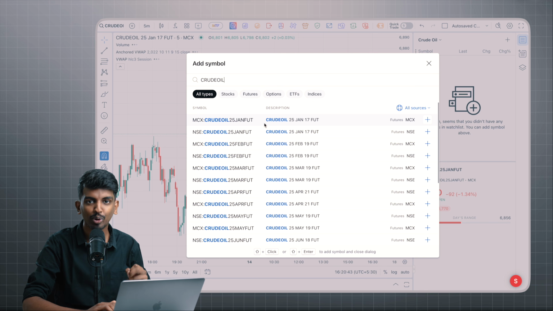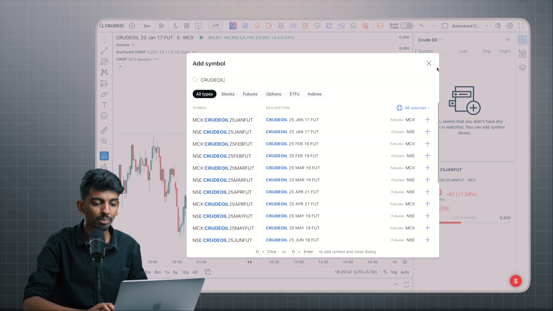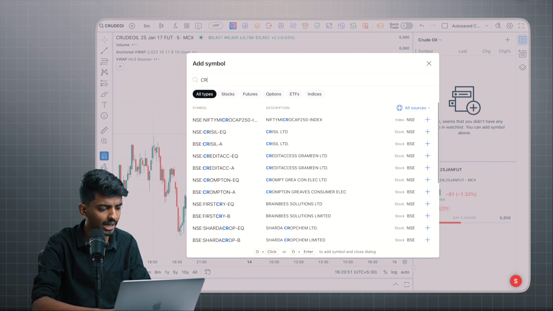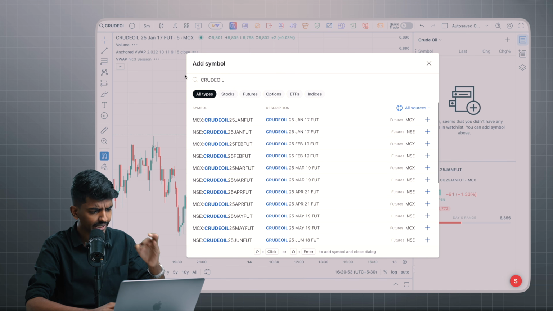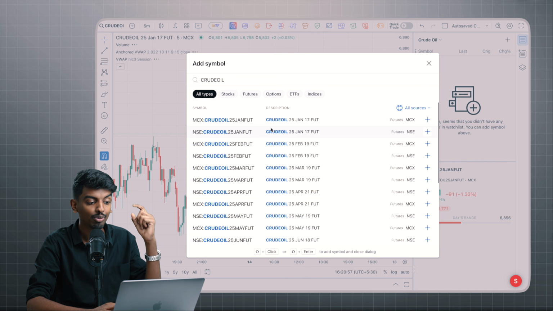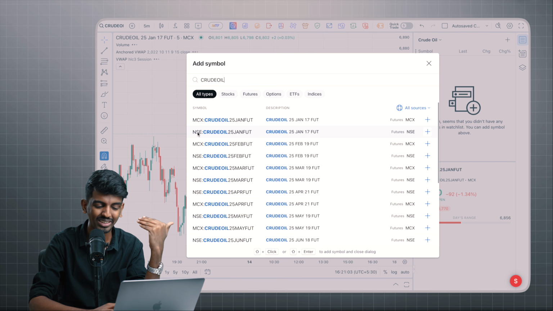So let's go to our broker's terminal. Make sure you do this with me. Once you come into your broker's terminal, click on the plus or the search button. You can type in crude oil. Right? So the first three things you're seeing on screen, what are they? First is MCX Crude Oil 25 Jan futures. Then you're seeing NSE Crude Oil 25 Jan futures.